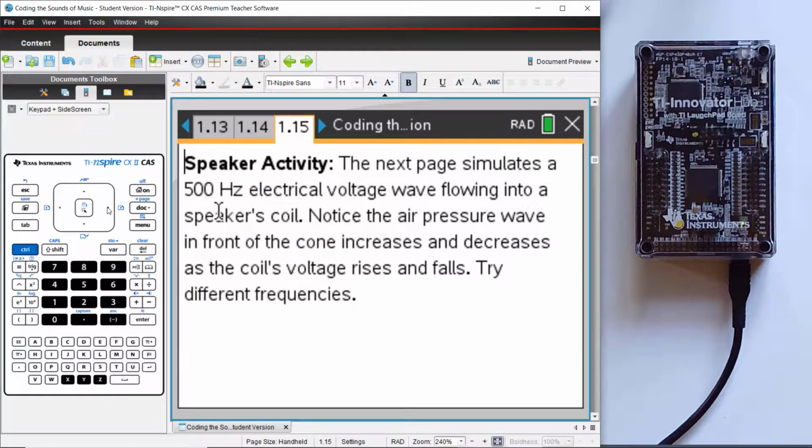The simulation is an example of a speaker with a 500 Hertz electrical voltage wave. Well, that's a mouthful. What's that mean? Well, first, let's talk about Hertz, Hz. Heinrich Hertz was a German physicist who discovered electromagnetic radiation, and the unit for vibrational frequency is named in honor of him, Hz. And 1 Hertz means 1 movement back and forth per second. So 500 Hertz means a movement back and forth 500 times a second.